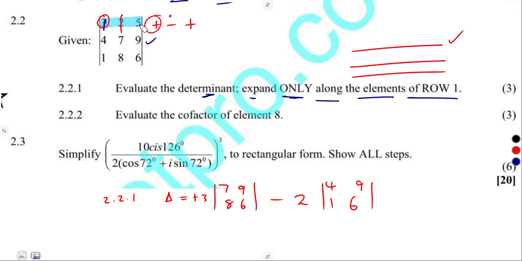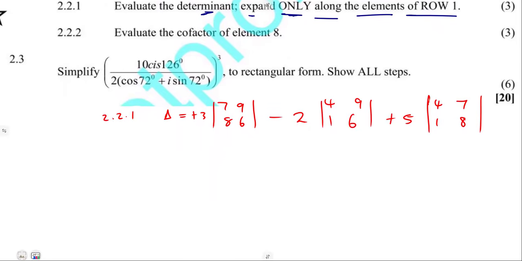The last term in that row is what? 5, and 5 corresponds with a positive. So that's positive 5. The determinant that corresponds, if you close the row and the column where 5 is, you're going to remain with what? 4, 7, 1, 8. So that is the condition that you're going to have.